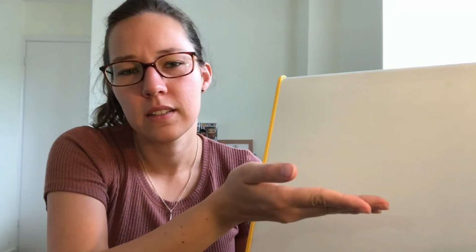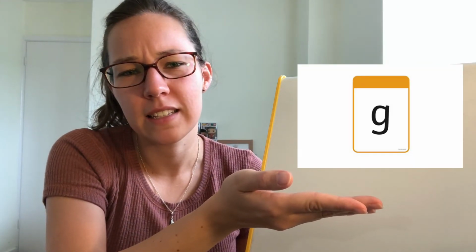Brilliant job, well done. So now we're going to look at a letter that we've seen a lot of times before. Here it is. What's the name of this letter? That's right, it's the letter G. What sound does the letter G make? Tell your grown-up. It makes the G sound.